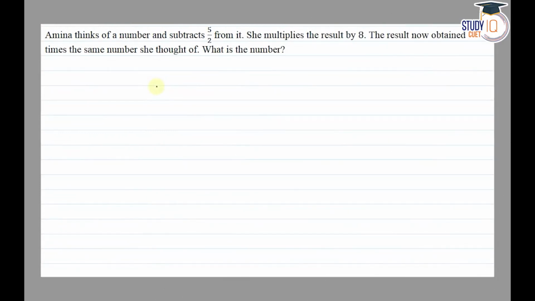Hello everyone, this question appears in the class 8th NCERT chapter of linear equation in one variable. This is the first question of exercise 2.4. So the question says that Amina thinks of a number and subtracts 5 by 2 from it. She multiplies the result by 8. The result now obtained is 3 times the same number she thought of.